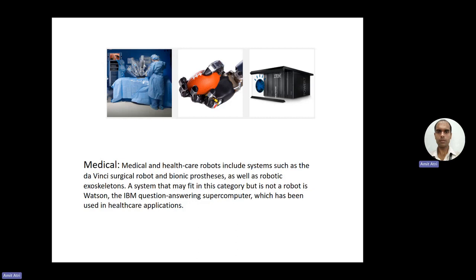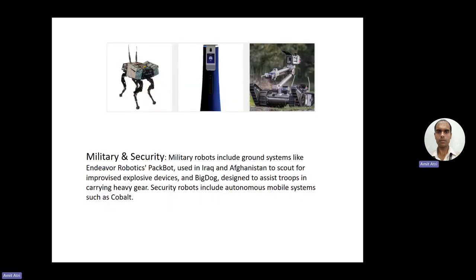Next is the military and security robot. Military robots include ground systems like the Endeavor Robotics PackBot. That was used in Iraq and Afghanistan to scout for improvised explosive devices. Another one is the Big Dog, designed to assist troops in carrying heavy gear. Security robots include autonomous mobile systems such as Cobalt.